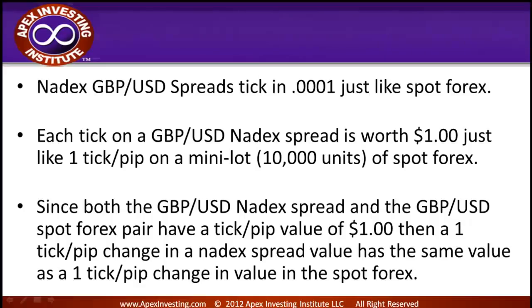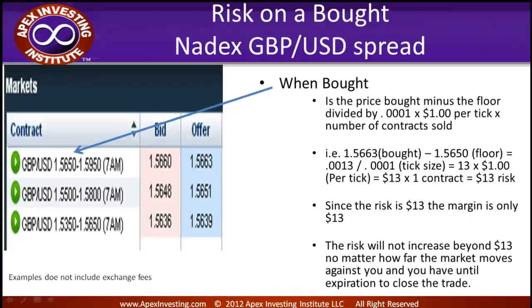Nadex pound-dollar spreads tick in 0.0001, just like spot Forex. Each tick on a pound-dollar Nadex spread is worth $1, just like one tick or pip on a mini-lot, 10,000 units of spot Forex. Since both the pound-dollar Nadex spread and the pound-dollar spot Forex pair have a tick-pip value of $1, then a one tick or pip change in a Nadex spread value has the same value as a one tick or pip change in the value in the spot Forex.